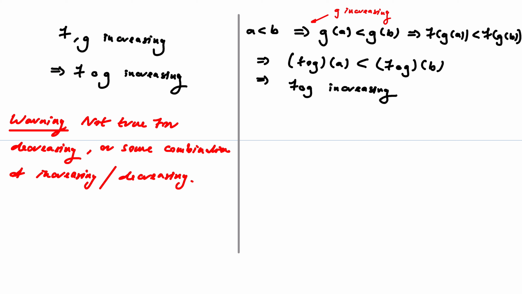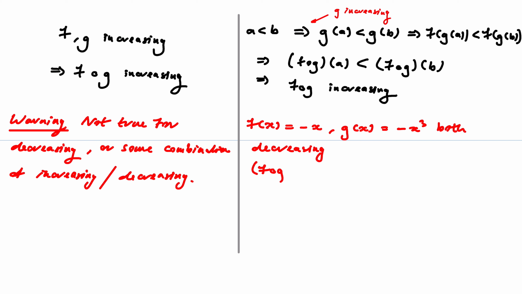Let's do f of x is minus x. That's decreasing. And we'll do g of x equal to minus x cubed. These are both decreasing. And what's the composite? Well, let's just think this through very carefully. So f composed with g of x, what's it equal to?